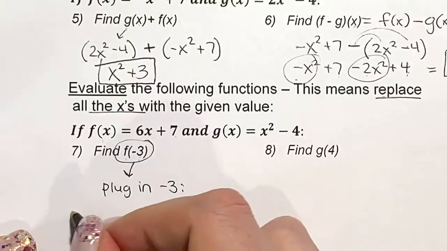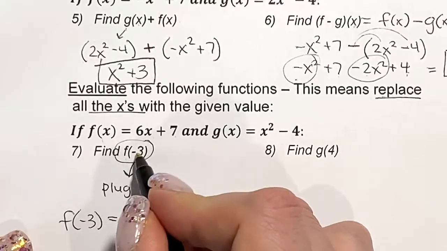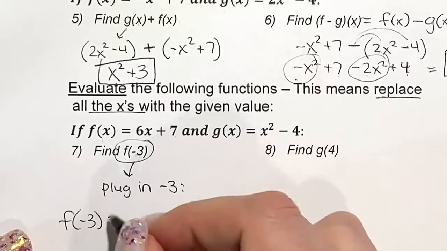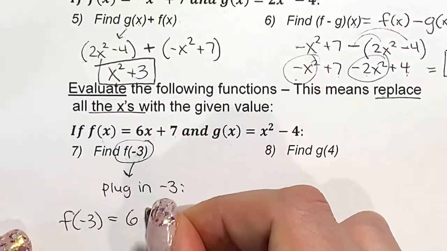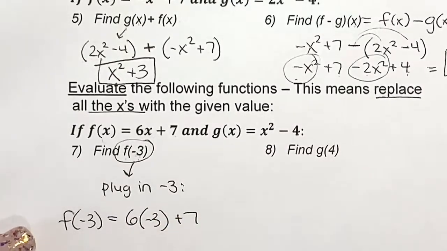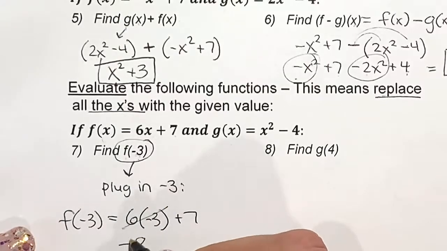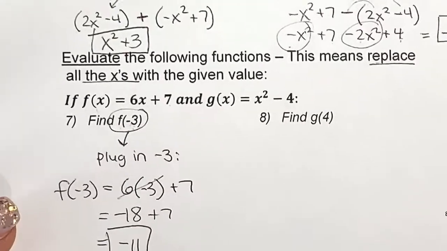So I'm going to do f of negative 3. That means to take negative 3 and replace it for the x inside my f function. So we had 6x plus 7. Instead of x, I'm going to do 6 times negative 3 plus 7. And then you just simplify. 6 times negative 3 is a negative 18, and then we're adding 7 to it. Negative 18 plus 7 equals negative 11. And that would be your answer.